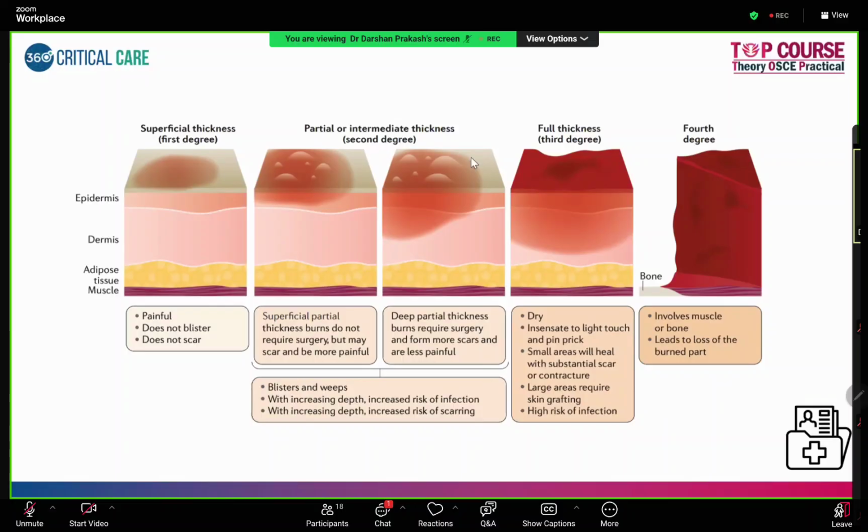Coming to the fourth degree of burns, that is the full thickness burns along with the involvement up to the bone, the adipose tissue and the muscle.